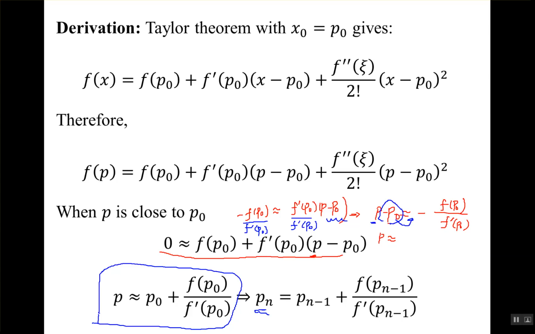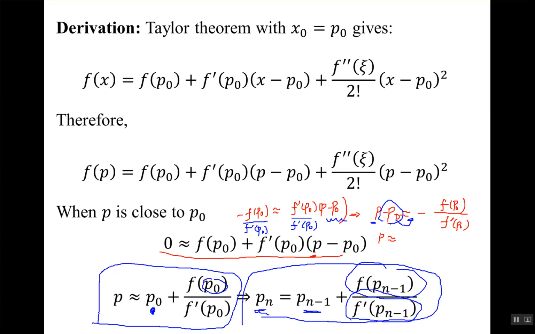So pn is equal to the previous approximation plus f of the previous approximation, which is this guy, divided by f prime of p sub n minus 1. This is called Newton's method.